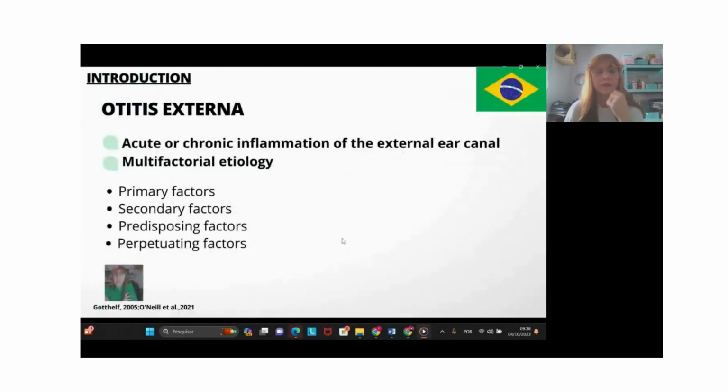So, otitis externa is an acute or chronic inflammation of the external auditory canal. The etiology involves primary factors that are able to initiate otitis, such as allergens; secondary factors that are able to intensify otitis, such as bacterial and fungal infections; and predisposing factors that are able to increase the risk for otitis, such as neoplasms. And finally, perpetuating factors that are able to prolong the overall duration of otitis, such as canal stenosis.